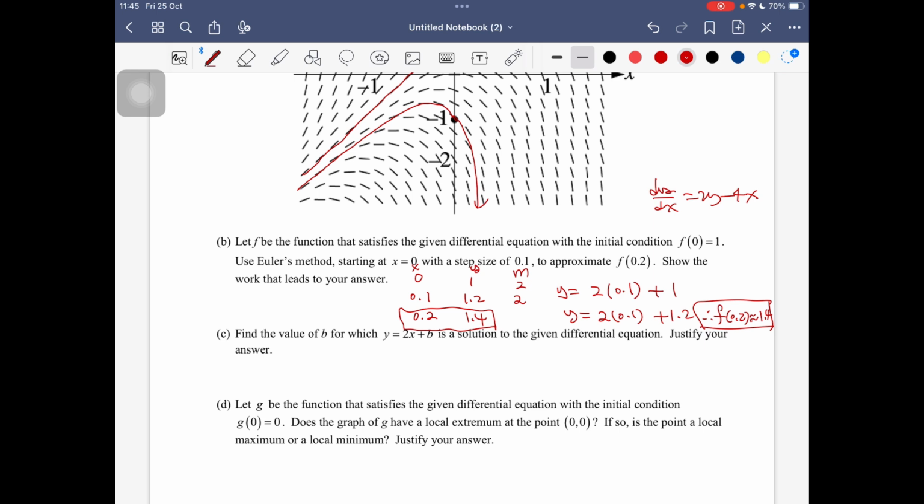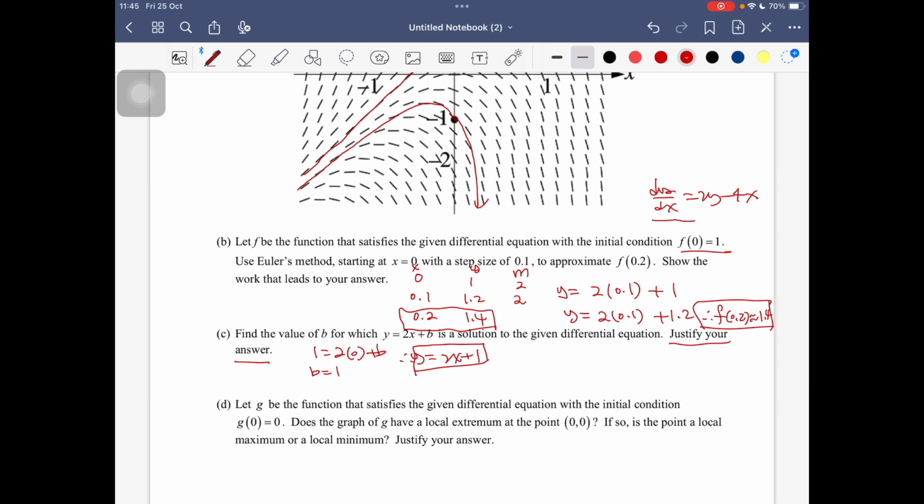And number C, find the value of b. We already know the initial condition (0, 1), so 1 is 2 times 0 plus b, therefore b is 1. So y = 2x + 1 is the solution for this differential equation, but it asks us to just justify or verify.